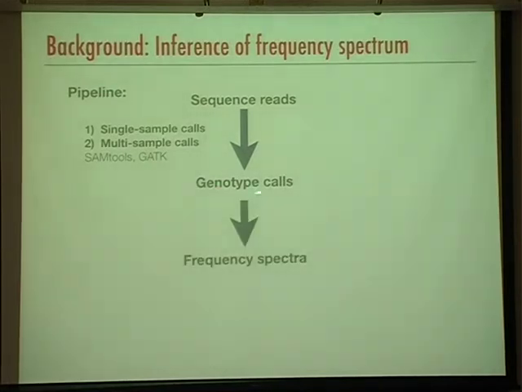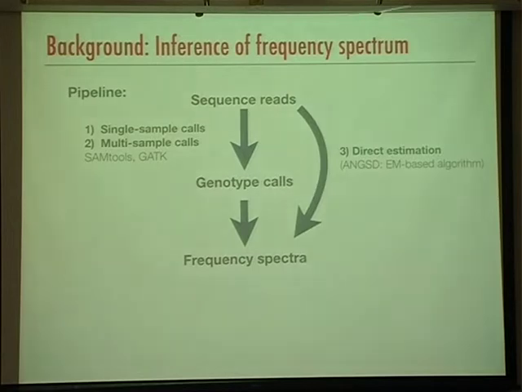And from the genotype calls, then you can just do simple counting to get the frequency spectra. Or you could imagine doing a direct estimation, where you estimate the frequency spectra directly from the sequence reads, essentially averaging over all the possible genotype calls with the underlying uncertainty that you have in those genotype calls. And for this direct estimation, there's a nice algorithm developed by Rasmus Nielsen's group that's included in their software package, ANGSD. And you might guess that if we can think of the genotype calls as being missing data, it's another situation where the EM algorithm becomes useful, and indeed this approach uses an EM-based algorithm.